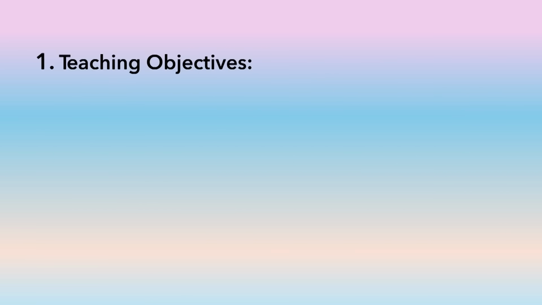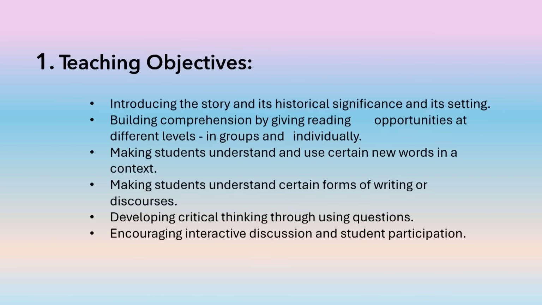Now, let's come to the teaching objectives of the lesson. Here, the teacher introduces the story and its historical significance and its setting, builds comprehension by giving reading opportunities at different levels, both in groups and individually, makes students understand and use certain new words in a context, makes students understand certain forms of writing or discourses, develops critical thinking through using questions, and encourages interactive discussion and student participation.